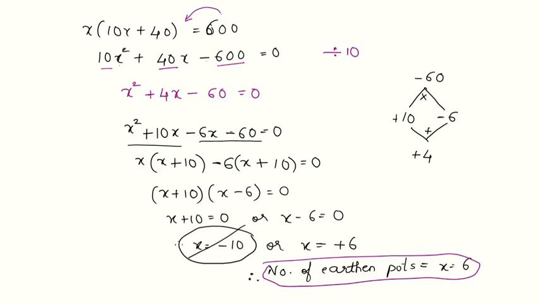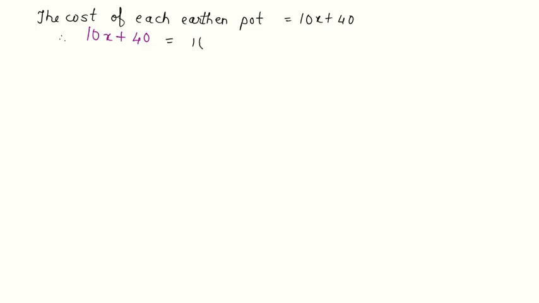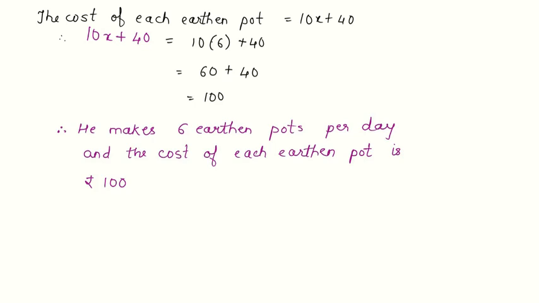The number of earthen pots that Qasim makes is x is equal to 6. Now we also need to find out the cost of each earthen pot, which is rupees 10x plus 40. How will we solve this? 10x plus 40. What is the value of x here? x is 6. So 10 into 6 is 60, plus 40 is equal to 100.